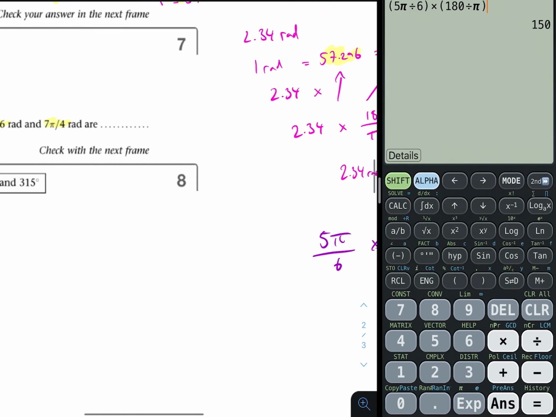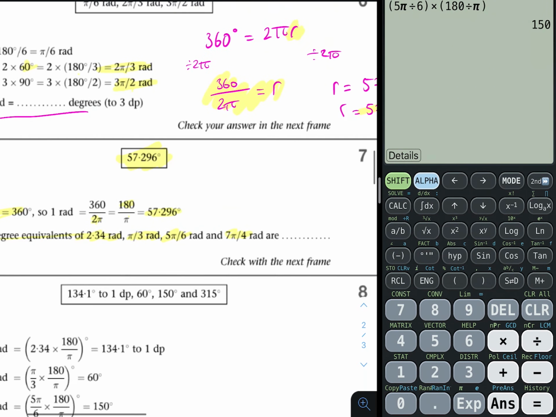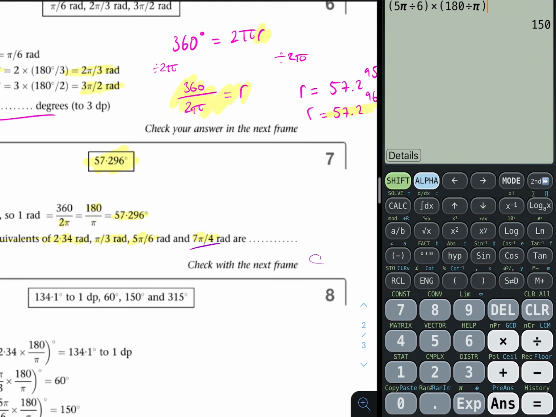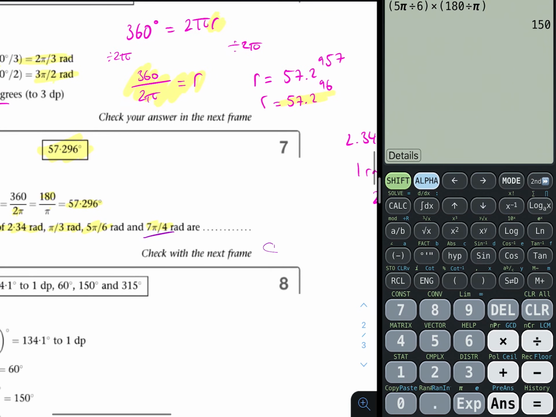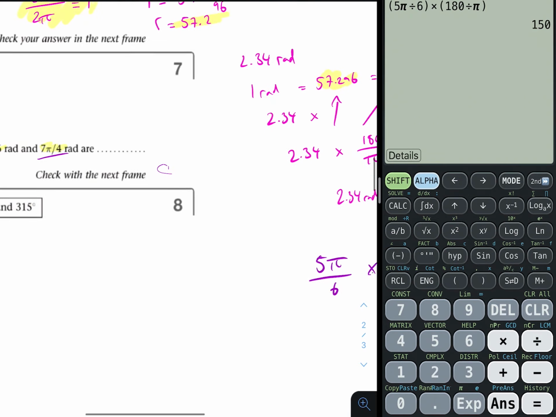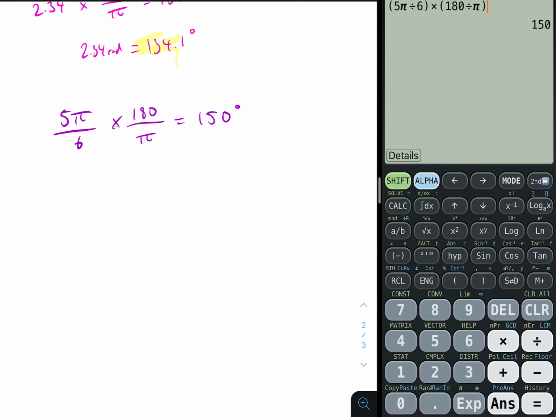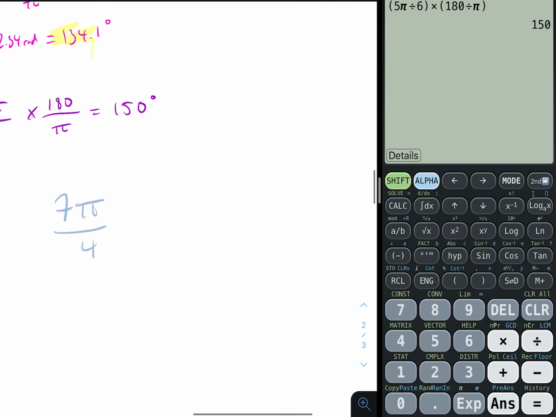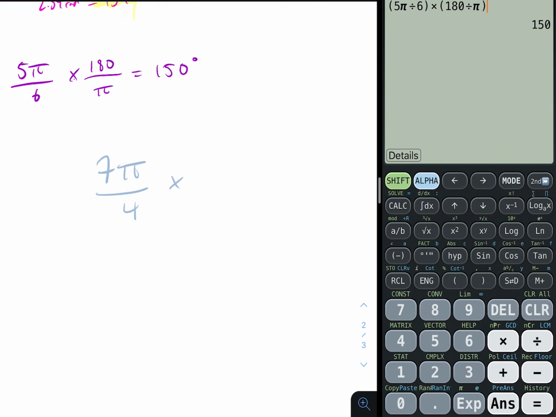All right, now the last one, I want you to pause the video and you try it. So we've got 7 pi over 4. All you have to do is literally just multiply it by 180 over pi. So we had 7 pi over 4, I believe it was. Yeah, 7 pi over 4. So all you have to do is times it by 180 over pi, and that gives you what? 7 pi over 4 times 180 over pi equals 315.